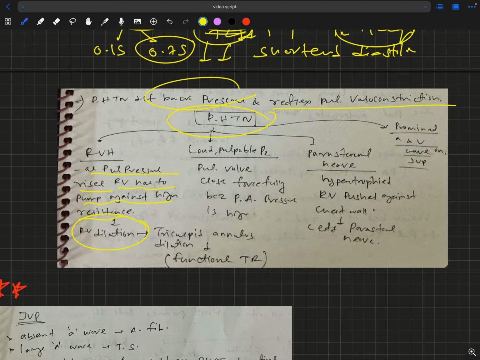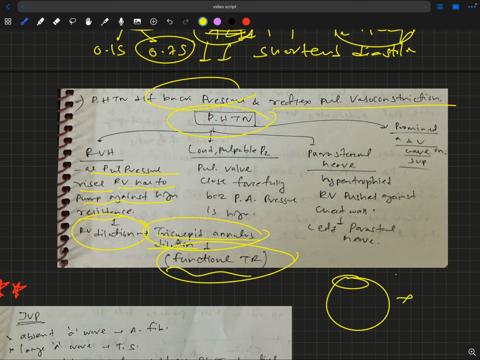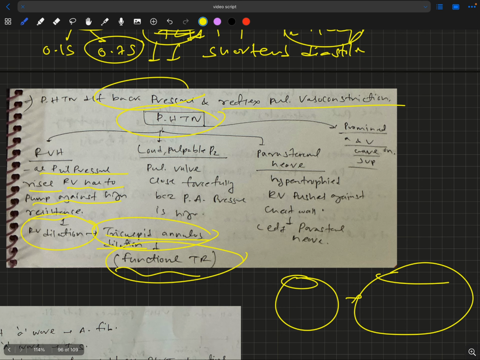When the RV is undergoing dilatation, there will be tricuspid annular dilatation also. The tricuspid annulus will also undergo dilatation when the RV is undergoing dilatation. So that leads to functional tricuspid regurgitation. When the RV is undergoing dilatation, the annulus is also undergoing dilatation, that will lead to functional tricuspid regurgitation.